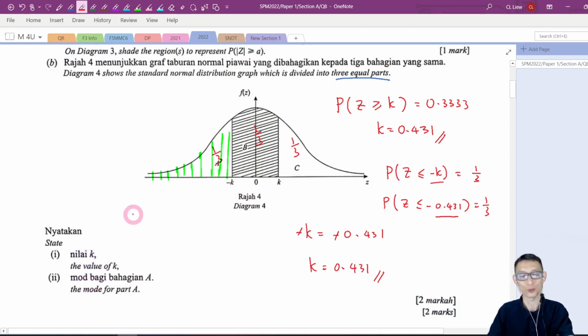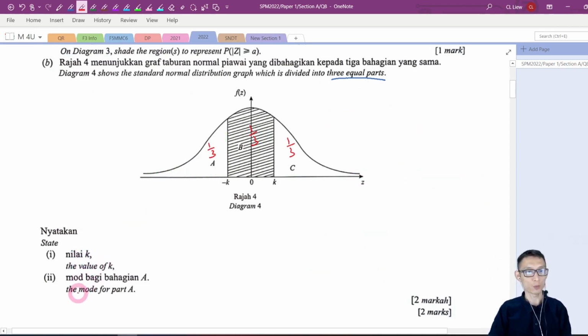Now let's go to part 2. Second part, we want to find the mode for part A, meaning the region A here. So we just focus on this region. You know, mode is the data which has the highest frequency, but the problem is here we don't see any frequency. So this is the density of the probability distribution. You can imagine it this way.